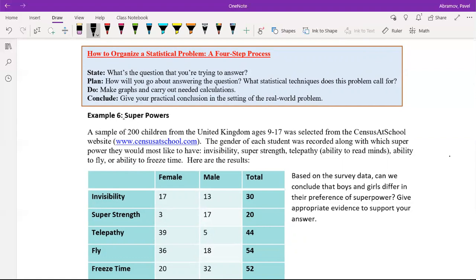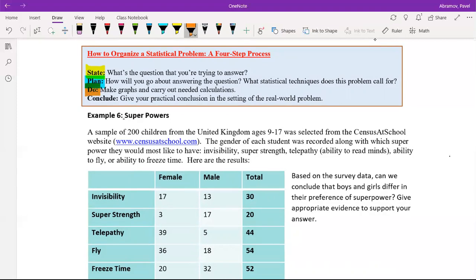And the four-step process consists of, well, clearly four steps. First, we need to state our question. So basically, what is the question asking us to do? So the first part is to state the question. Then we're going to plan our response. How will you go about answering the question? What statistical techniques will we be using to answer this question?